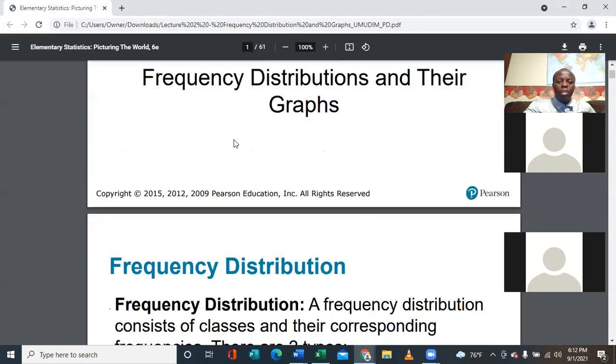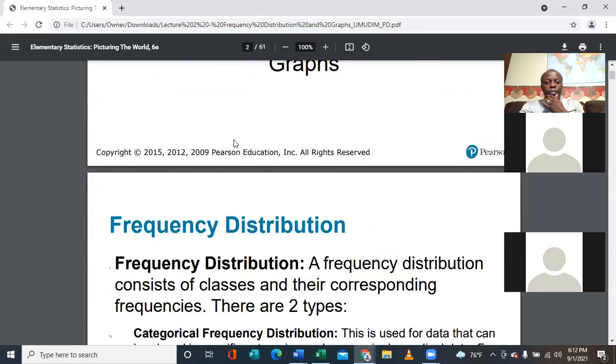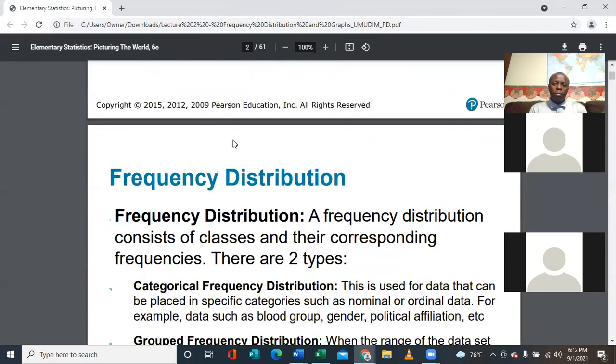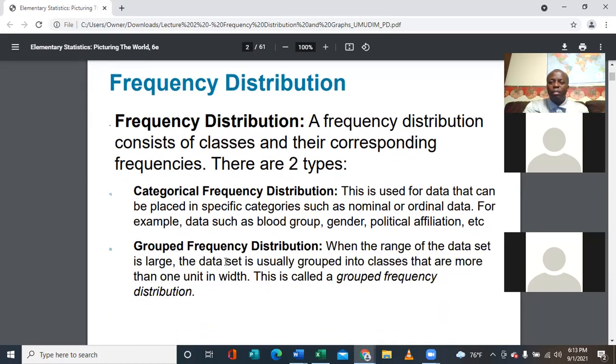So this is what we have: frequency distribution and graphs. Now, last week, I explained to you that statistics is a branch of math that deals with the collection, analysis, and interpretation of numerical data. Now, before you can interpret those data, you have to present it.